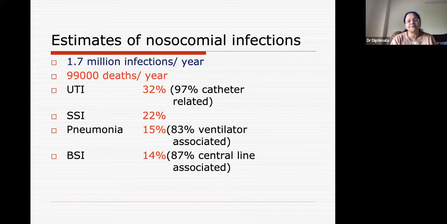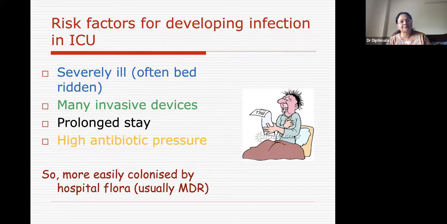22% of the infections are attributed to SSI, skin and soft tissue infection, 15% to chest, out of which 83% are ventilator-associated pneumonias. These are again preventable. 14% to bloodstream infection, of which 87% are central line associated. So this slide is very significant. In our individual ICU setups, we have to make every effort to minimize these infections.